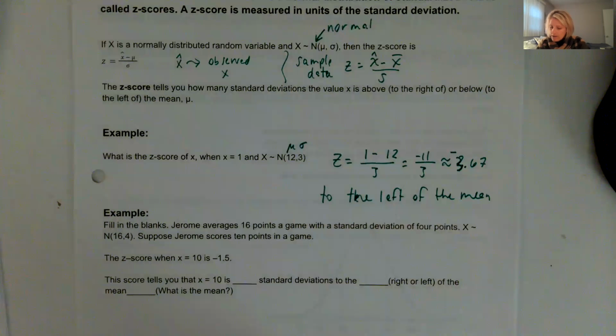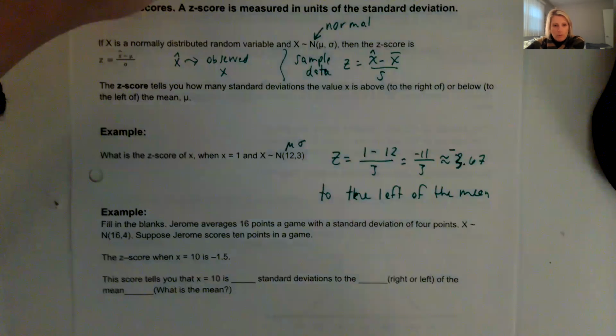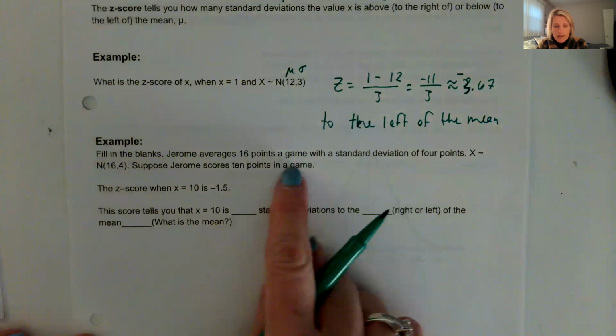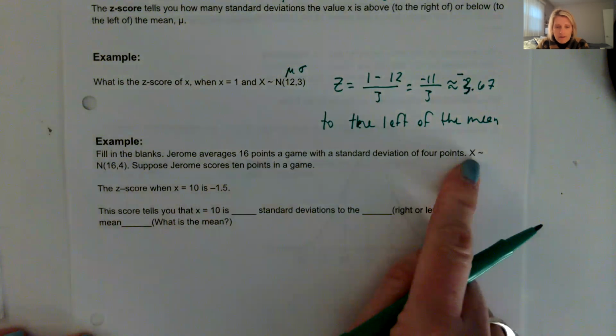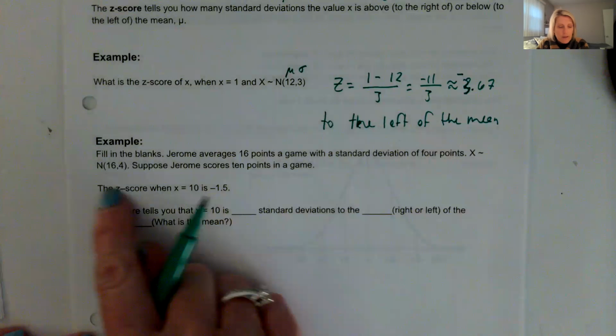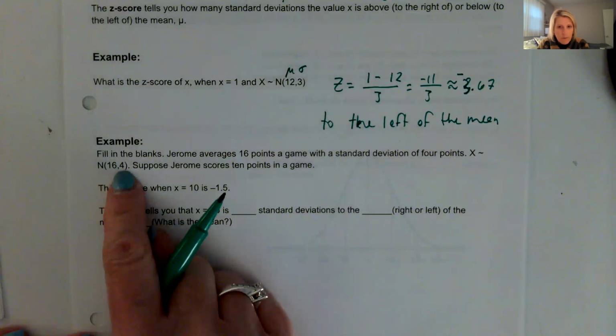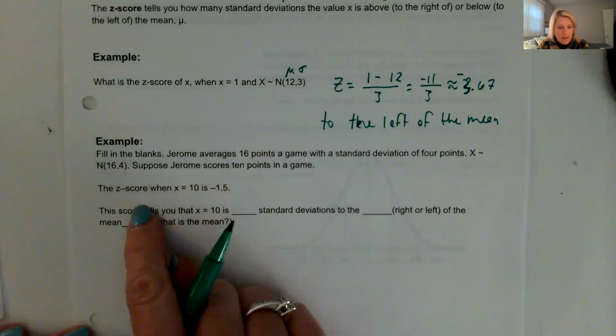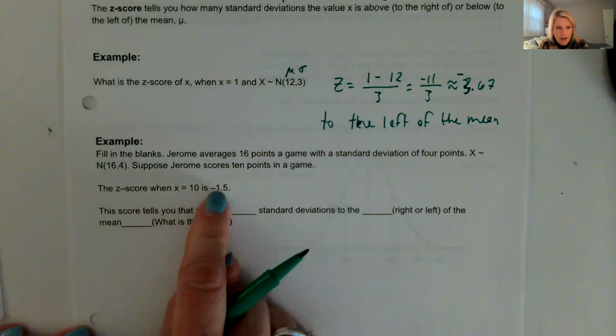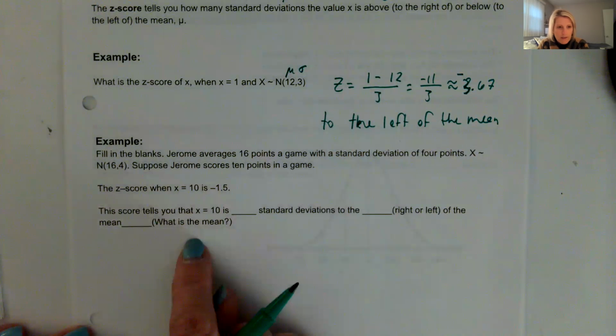Okay. So it says fill in the blank. Jerome averages 16 points a game with a standard deviation of 4 points. This X is distributed normally with a mean of 16 and 4. Suppose Jerome scores 10 points in a game. His Z-score is a negative 1.5. So how would we describe this?